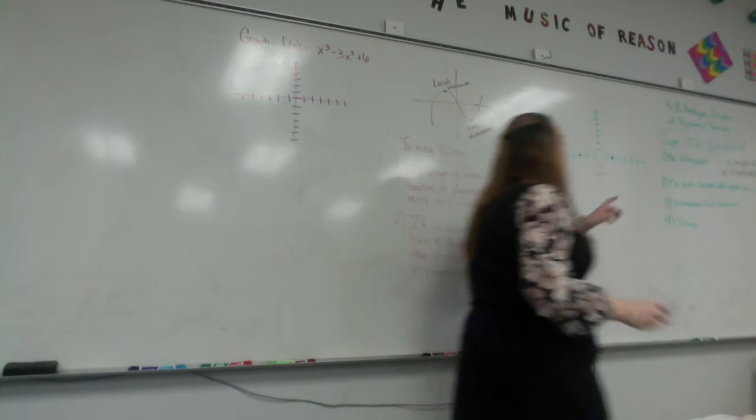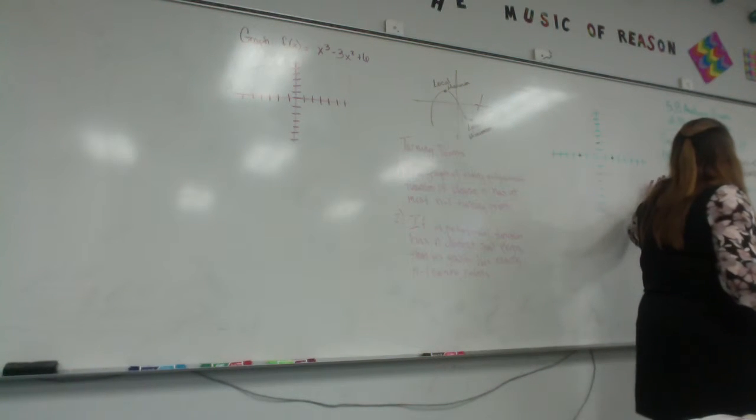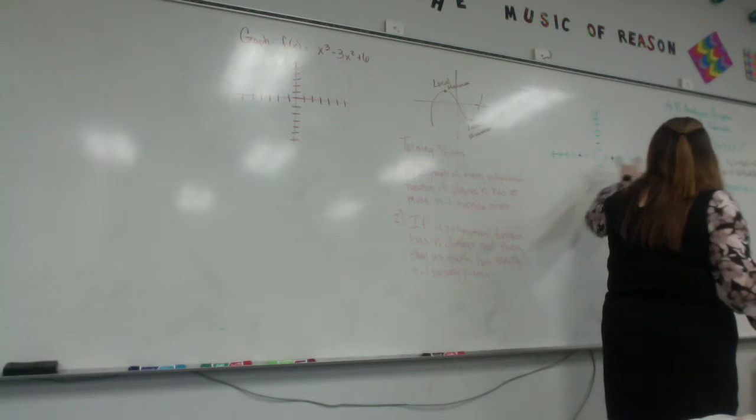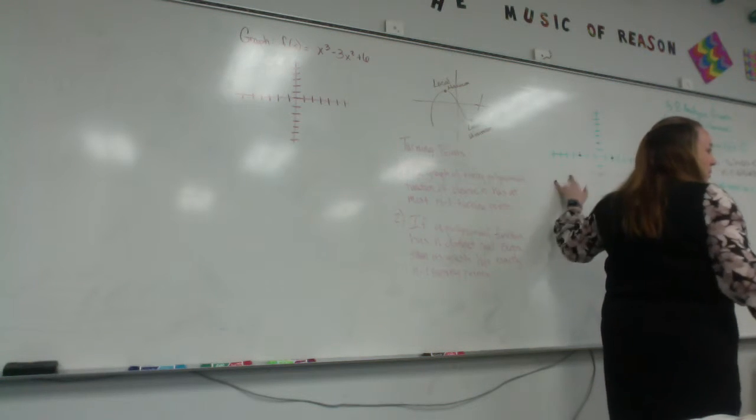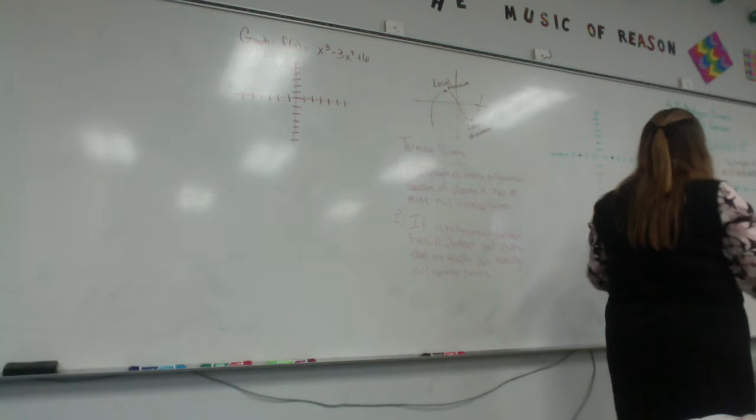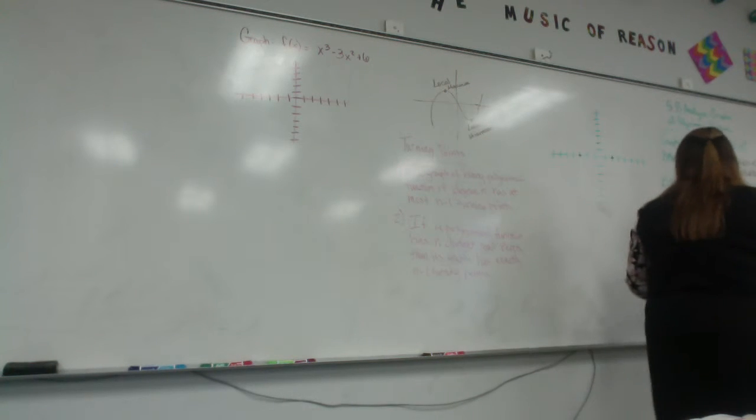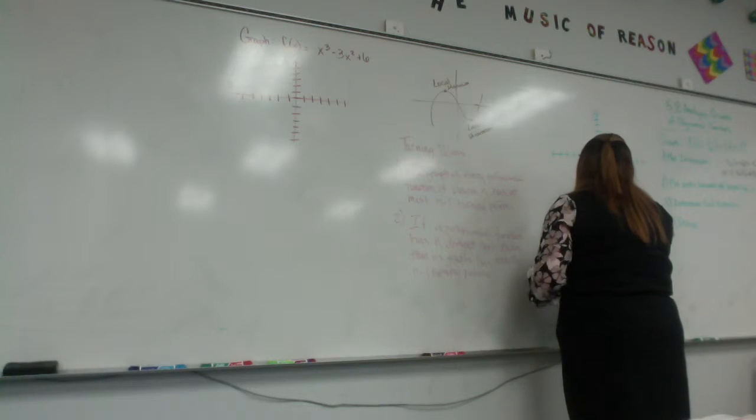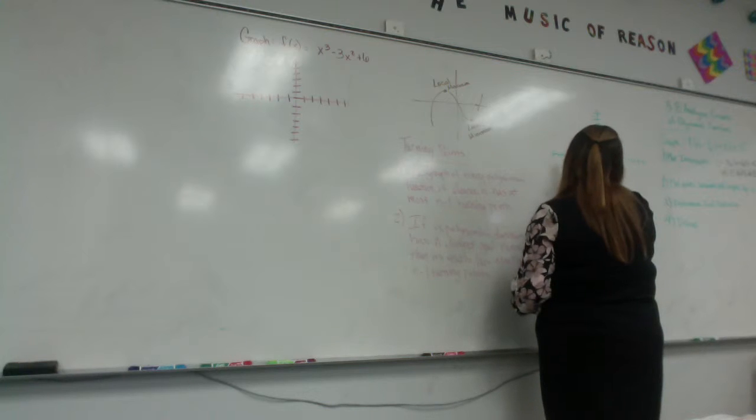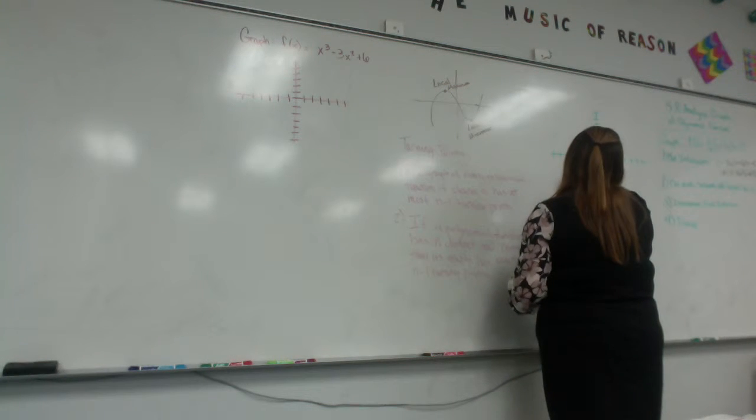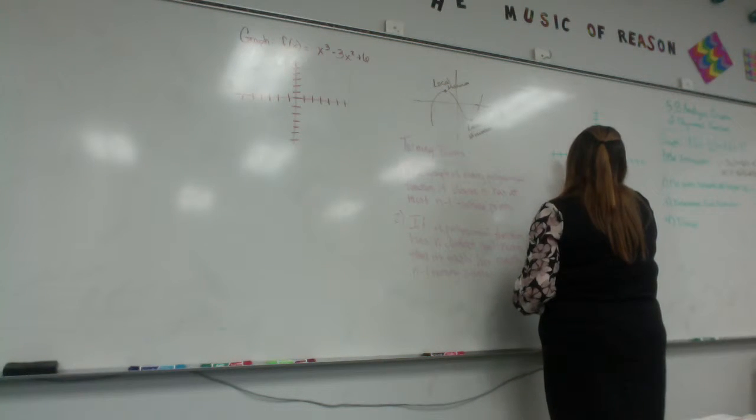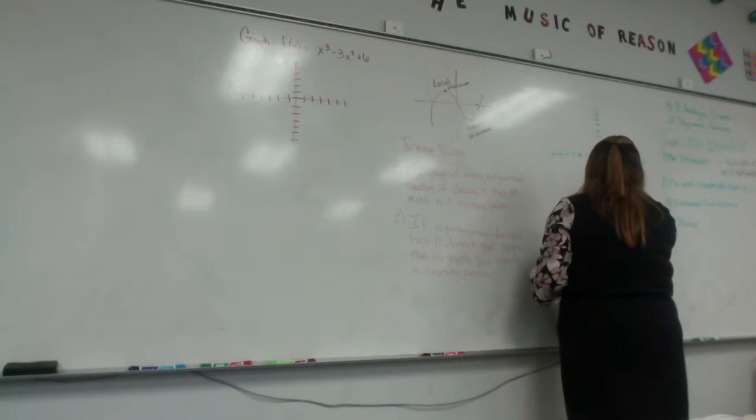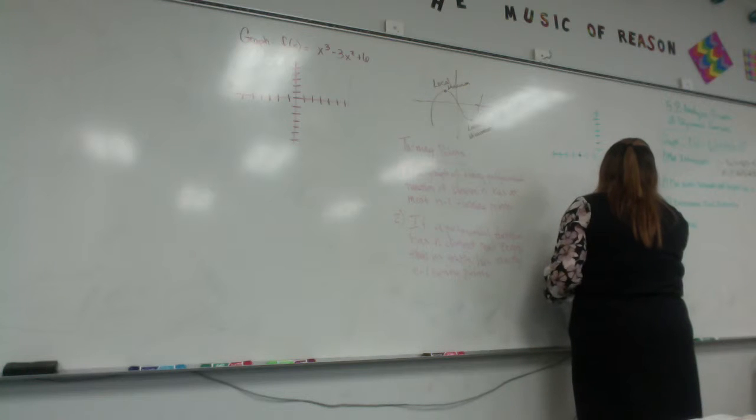The second step is to plot points between and beyond the x-intercepts. So I want points on this side, points in between, and points on this side. So I'm going to make a table for x and y. I'm going to choose 3 points on the left: negative 6, negative 5, negative 4. Does that make sense?